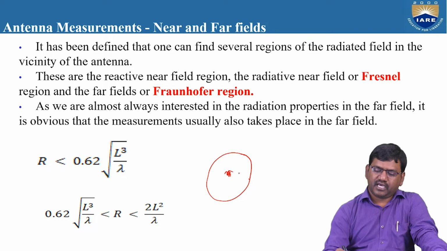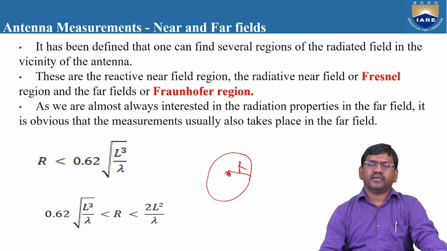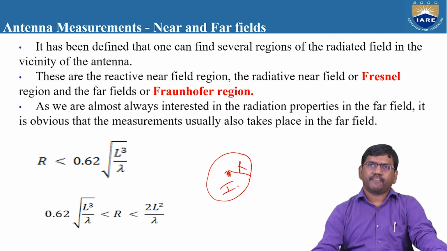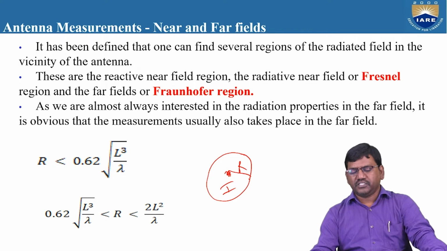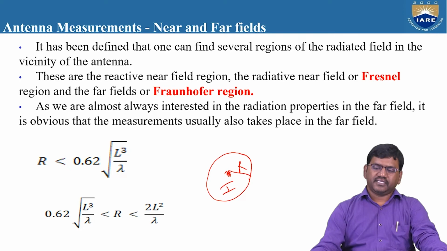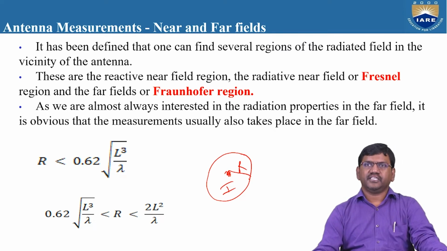If this distance is r, and r is less than 0.62 times the root of L cubed by lambda, then that zone we call the first zone, the near field zone. It means the first zone has a lot of inductance which surrounds immediately around the antenna, and the electric and magnetic field components are not formed, and are also not perpendicular to each other.